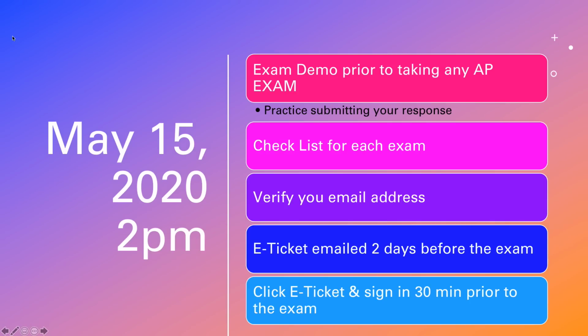You want to make sure you have your checklists for each exam that you're taking, not just our exam here, the APUSH one, but for every one of them you want a checklist. You want to verify your email as well. Some students have still said they don't get all the emails, so when you go on College Board, verify that, because you're going to be emailed an e-ticket 2 days before the exam. So Wednesday, be looking for your e-ticket.